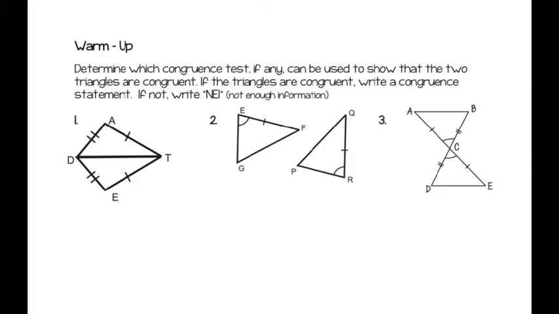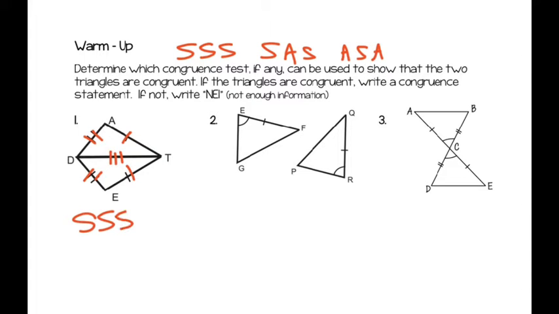Okay, for number 1, we had one like this. You're going to tell which congruence test. Remember, you have side, side, side, side, angle, side, or angle, side, angle to choose from. And so we did have one like this earlier. We've got this side, this side, and then this is congruent to itself. So this is going to be side, side, side.